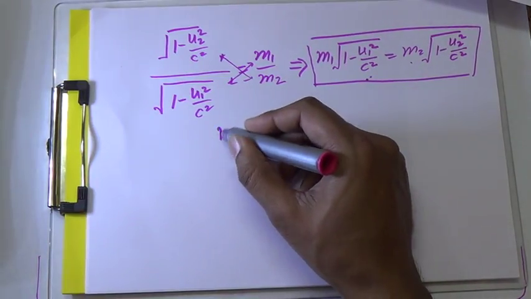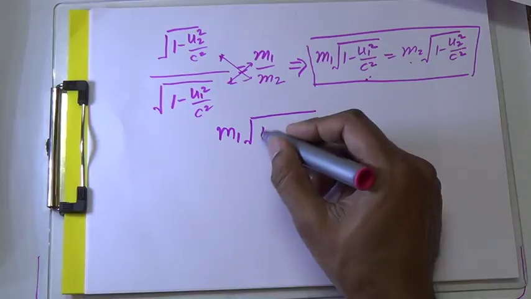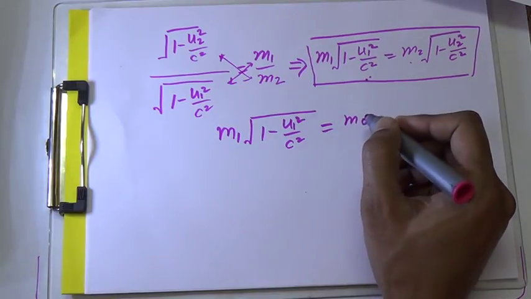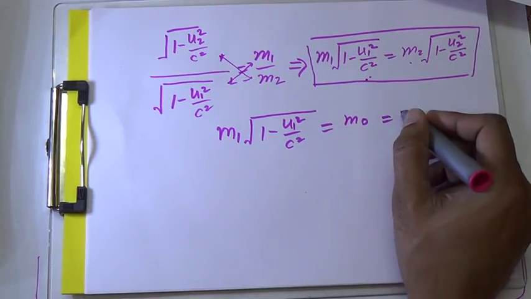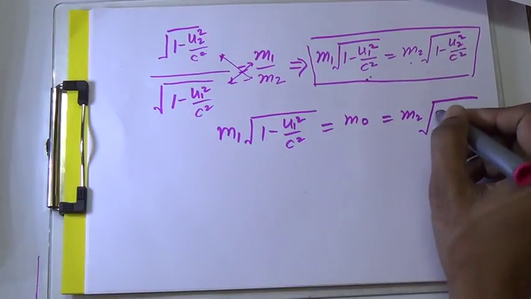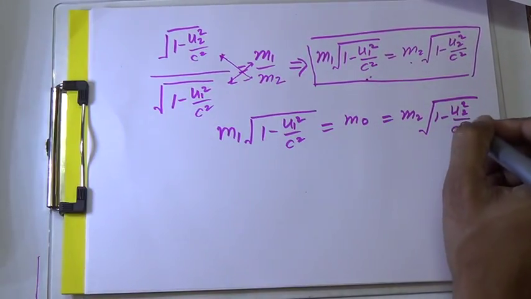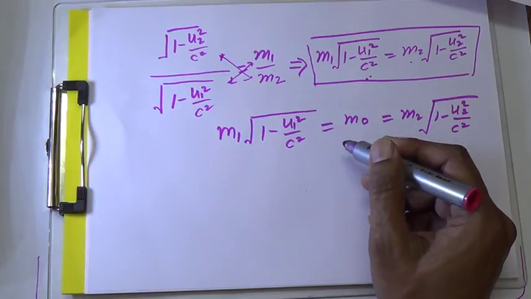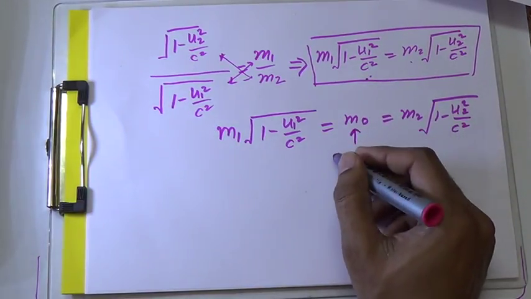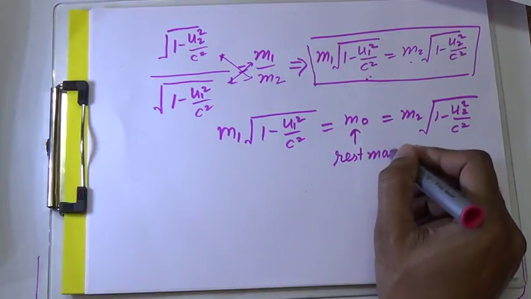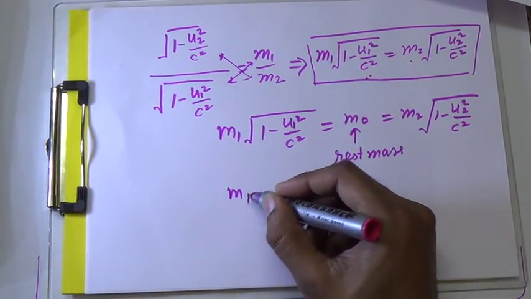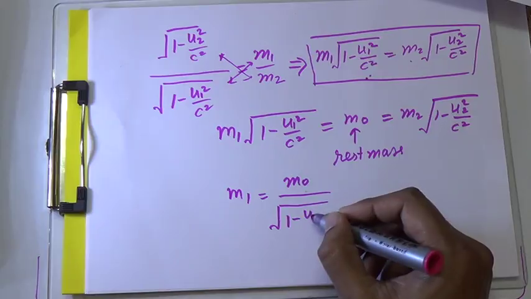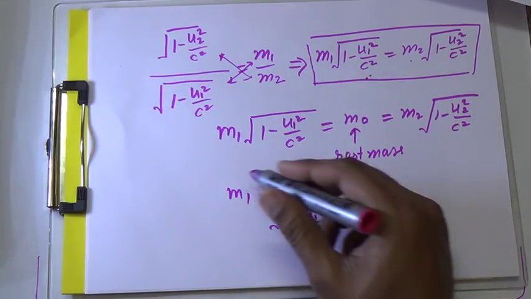So one can write here m1 square root 1 minus u1 square upon c square is equal to m0, and this is also true for this m2, second case, 1 minus u2 square upon c square. So now if m0 is the rest mass, where m0 is the rest mass, so m1 is equal to m0 upon square root 1 minus u1 square upon c square.